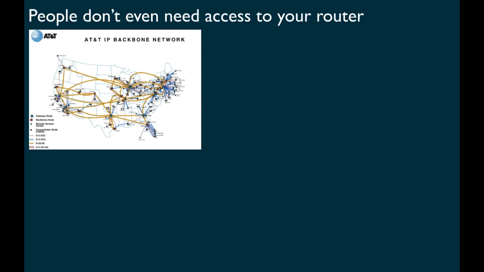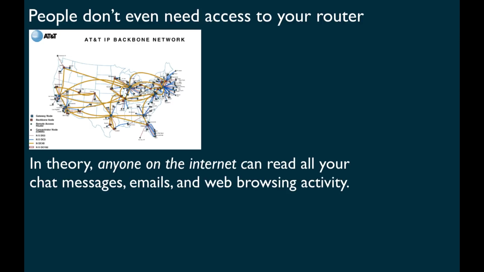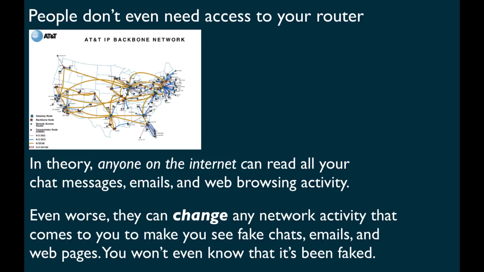People don't even need access to your router, right? This is one of the major networks for internet access in the US, and you can imagine these networks all over the world. If someone just taps into any of these locations, right? Like in spy movies where someone is pretending to be a construction worker, and they tap into some line somewhere, and they read all your traffic, and they can rewrite all your traffic. In theory, anybody on the internet can read everything, right? Chat messages, emails, web browsing activity. And even worse, they can change anything, right?